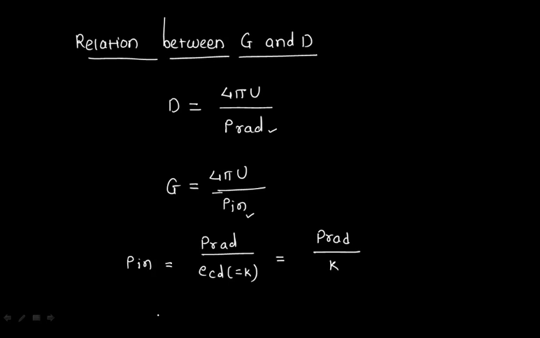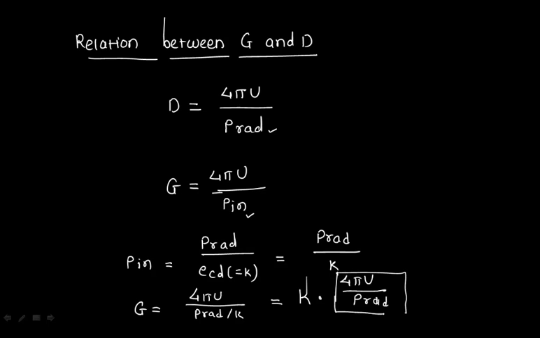Now what is your gain? This is 4 pi U divided by P in. Now what if I replace this P in with P radiated? I can write gain is equal to 4 pi U divided by P radiated by K. So this equation will become K into 4 pi U divided by P radiated. Now just see this term which I have got right now, and this term which I used for the directivity. So I can replace this term with the directivity and write K into D. So what is the relationship between gain and directivity? Your G is equal to K into D.